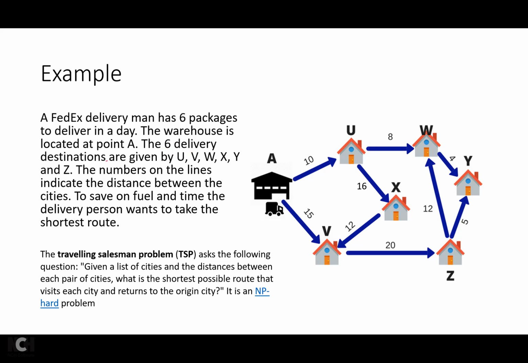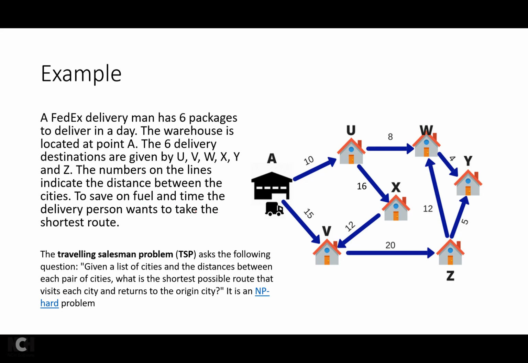The 6 delivery destinations are given by U, V, W, X, Y, Z, and also the specific paths between the houses. Not every house can reach another one directly, but through the paths, they can reach another house some way. The numbers indicate the distance between the houses, right? And to save on fuel and time, the delivery person wants to take the shortest route.